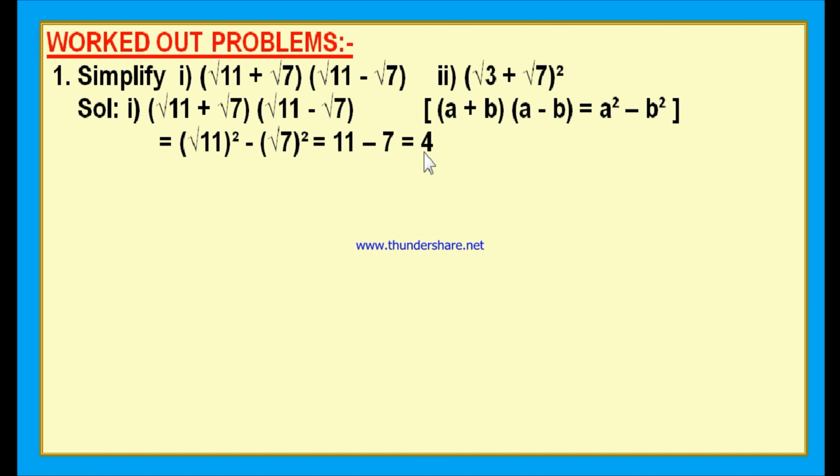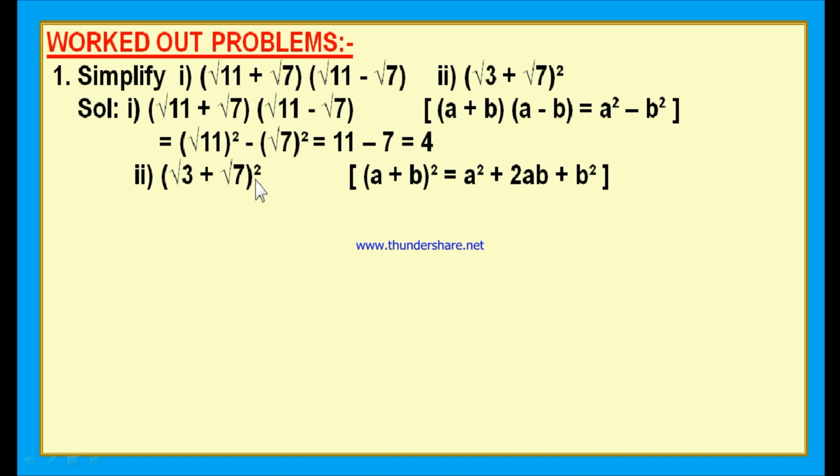But it is not true in all the cases. It means the product of two irrational numbers may sometimes be a rational number and in some other cases it is an irrational number. But in this case we got a rational number. Okay. Now second bit. Root 3 plus root 7 whole square. This is in the form of a plus b whole square.